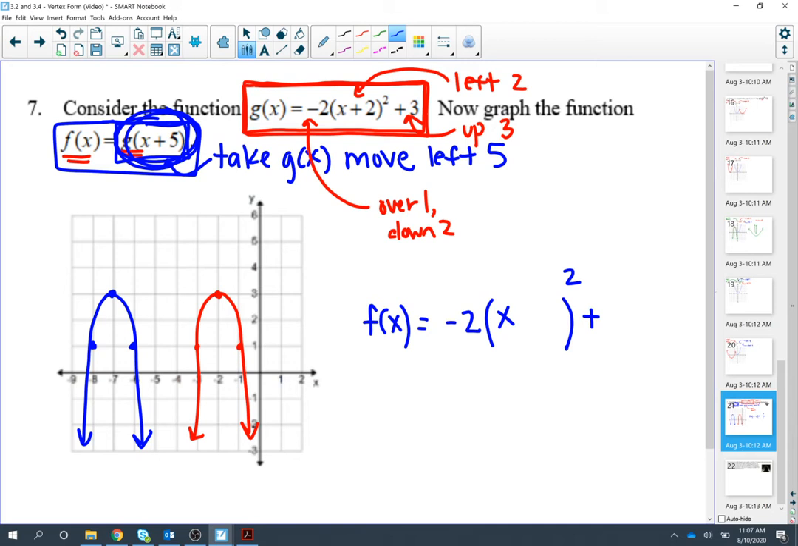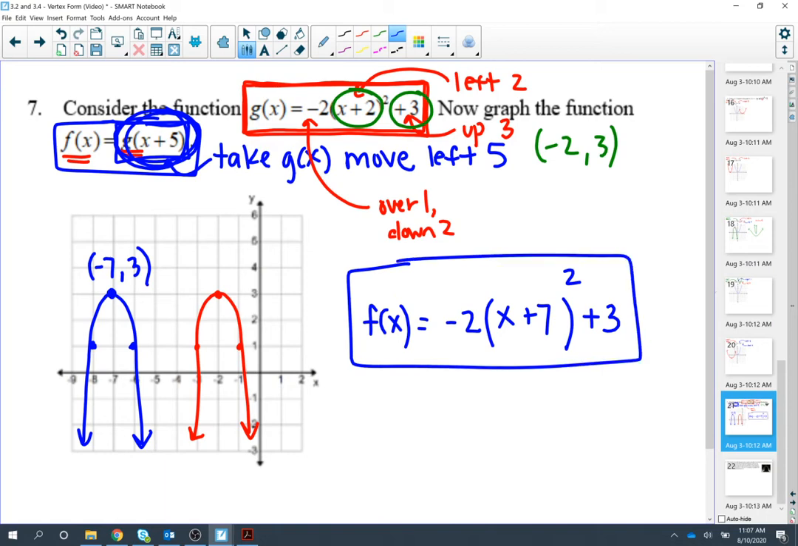So vertex form, here is my vertex, and my vertex is at -7, 3. So if my vertex is at -7, 3, let's go back and look at this red one for a minute. Do you notice that your vertex here on the red one is at -2, 3? But in the actual equation, it's +2, 3. So if my vertex on my blue one is at -7, 3, then I'm going to have a +7, 3. And that is the function of the blue one.